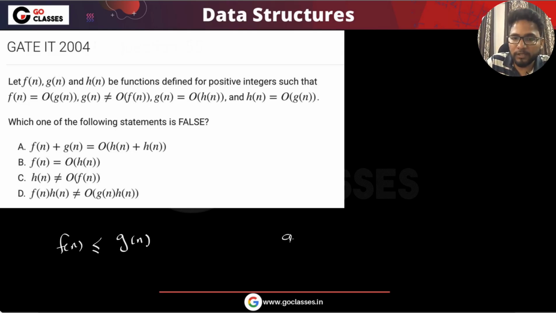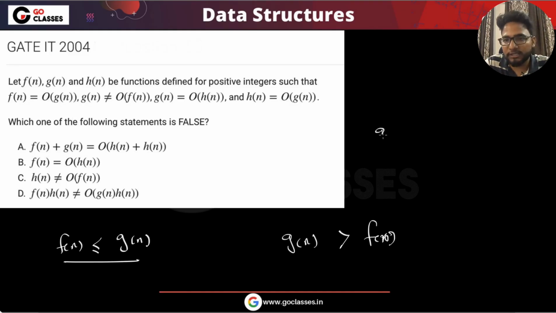Then what does this mean? If G(n) is not lesser than or equal to F(n), it means it has to be greater than F(n). The first condition, being less than or equal to, means G(n) is greater than or equal to F(n). The second says G(n) is actually strictly greater, so the second is more precise. Using these two conditions, you can say that G(n) is strictly greater, right?